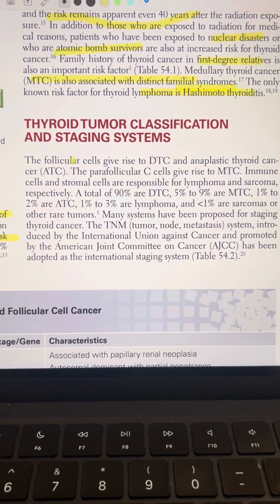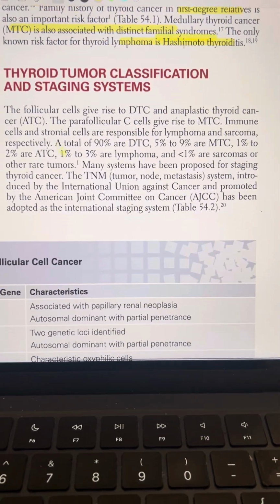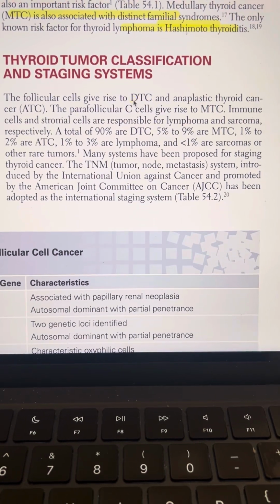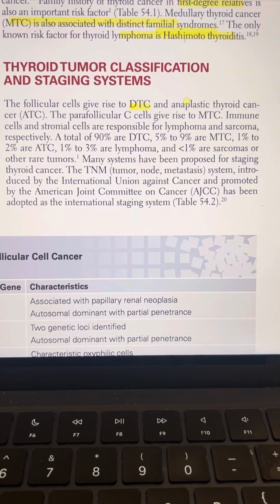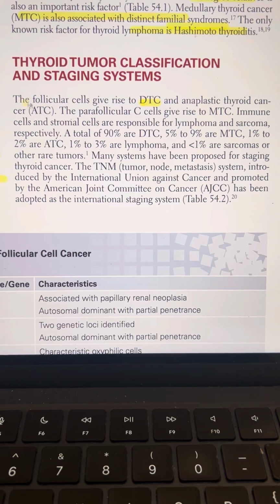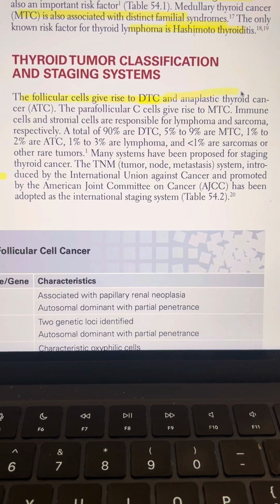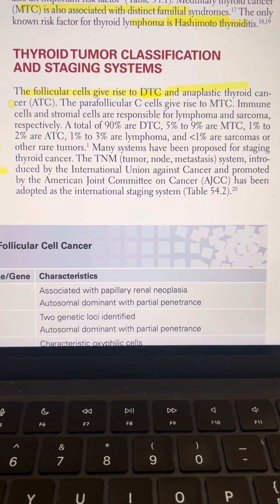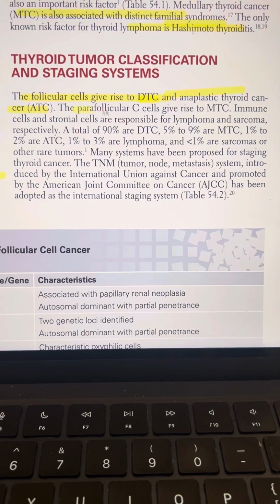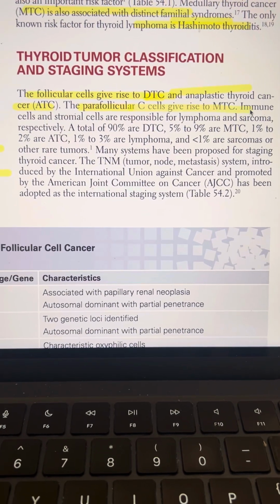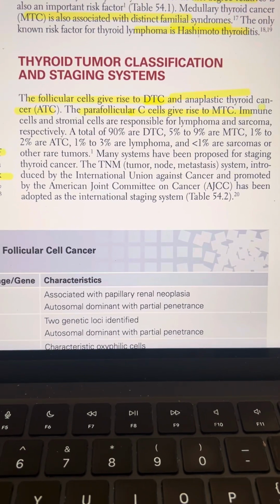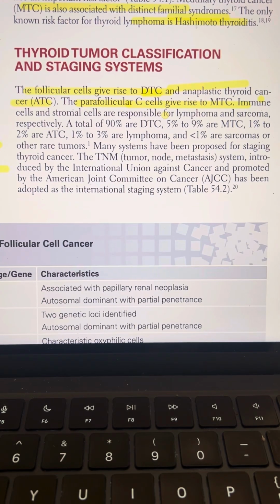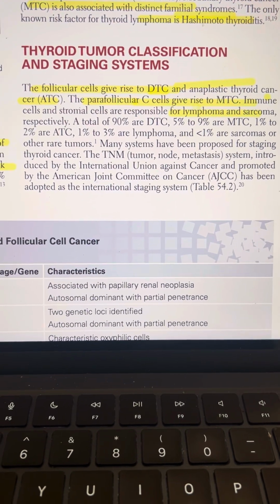Thyroid tumor classification and staging. The follicular cells give rise to differentiated thyroid cancer and anaplastic thyroid cancer. So from follicular cells, two types of cancer arise: anaplastic and differentiated thyroid cancer. The parafollicular C cells give rise to medullary thyroid cancer. Then there are immune and stromal cells, which are responsible for lymphoma and sarcoma.